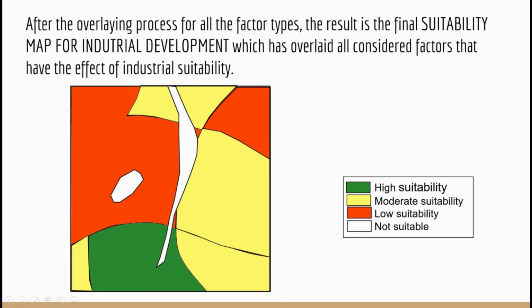After the overlaying process of the factors, the result is the final suitability map for industrial development, which has overlaid all considered factors that have an effect on industrial suitability. So green is high suitability, yellow is moderate suitability for industry, red is less suitability, while the white is not suitable area. Okay, because we stated earlier the areas to be excluded for industrial development there.